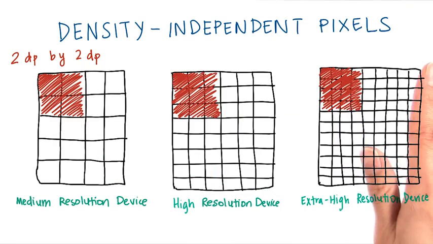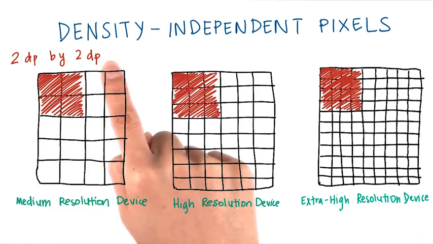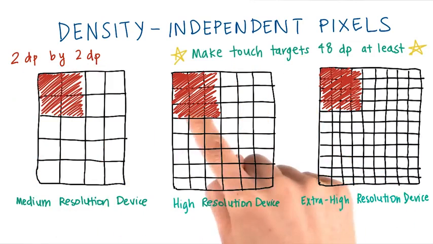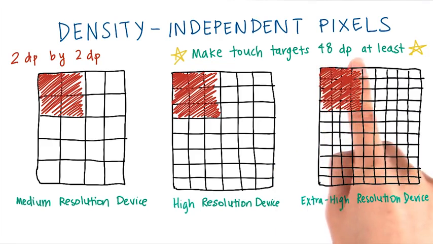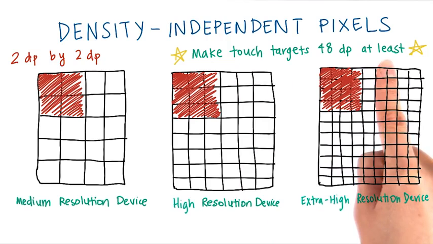You don't have to worry about any of that logic. All you need to remember is that you need to define your sizes in terms of dip values. When designing your apps, we recommend that all touch targets, like buttons, should be at least 48 dips tall and wide. Notice that it says 48 dips and not 48 pixels, otherwise it would be really tiny on this extra high resolution device. This will make your app easy to use for everyone.